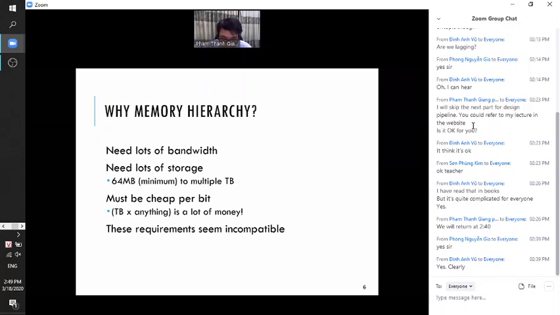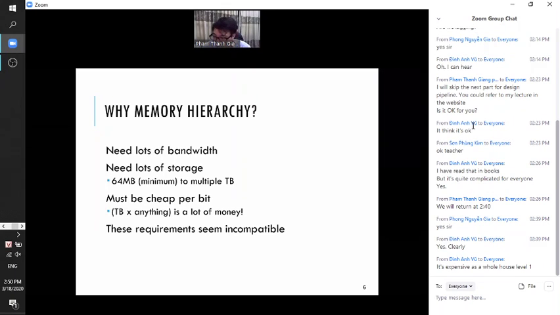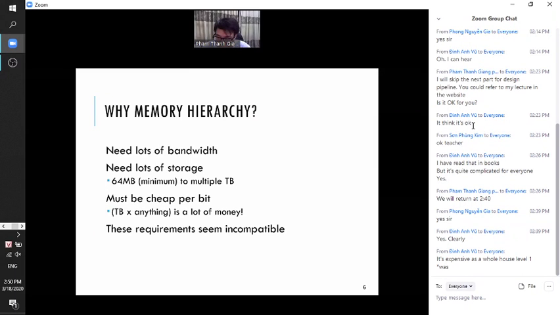Now the computer is cheap, so it's quite popular. Quite a long time ago, the price of a computer was very expensive. Only a few people could have one. Now the price of the CPU is cheap, so the computer has become very popular.